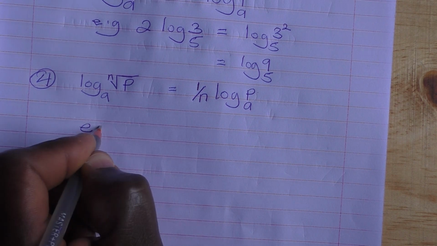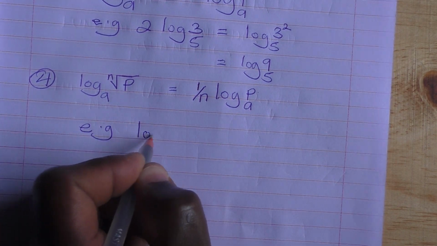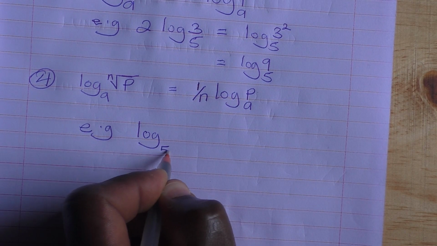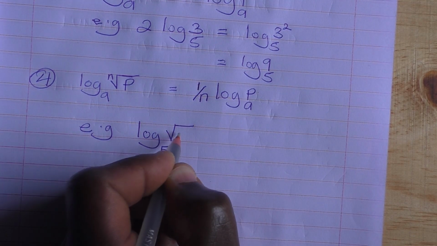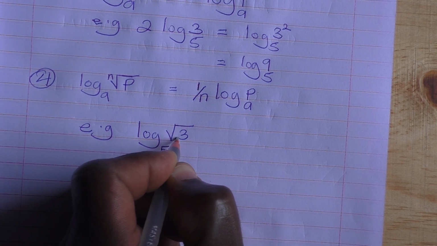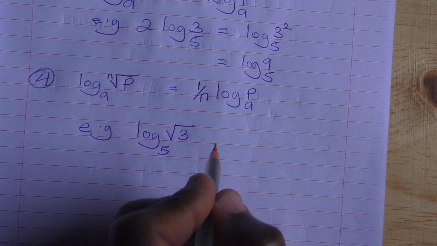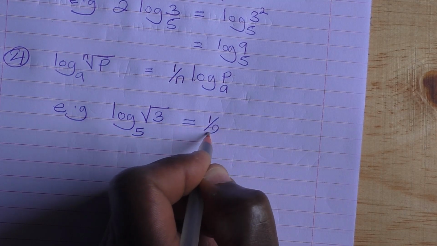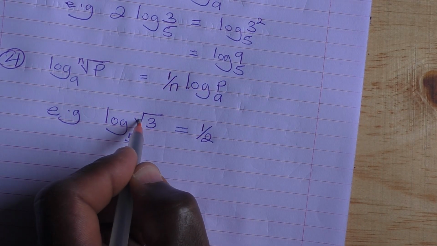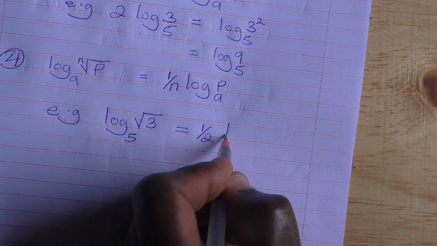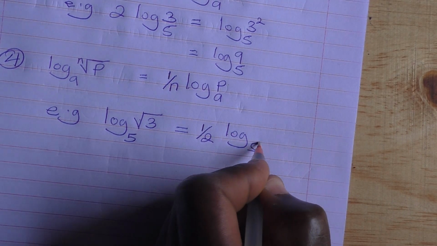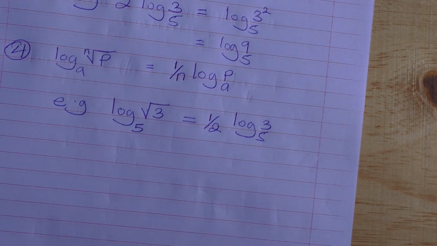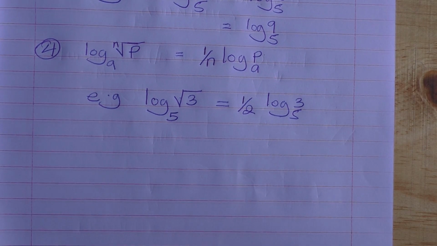For instance, if I have log 5 power the square root of 3, this is the same as 1 over 2, since this is a square root, so it will be 1 over 2 log 5 power 3. So that is our fourth law.